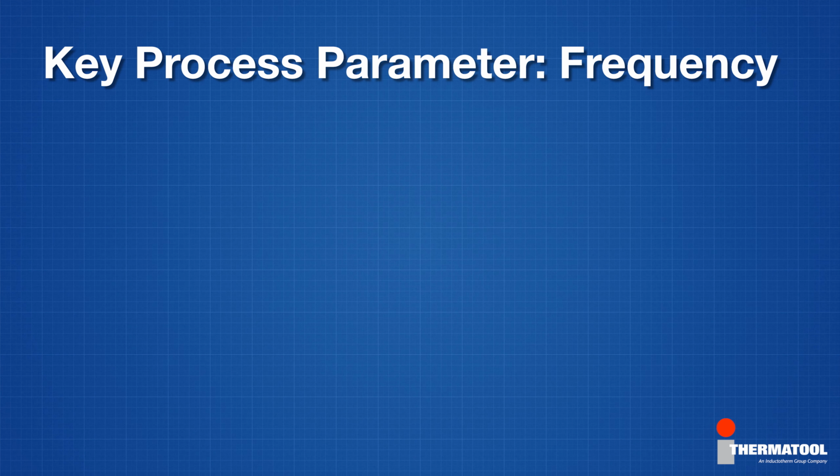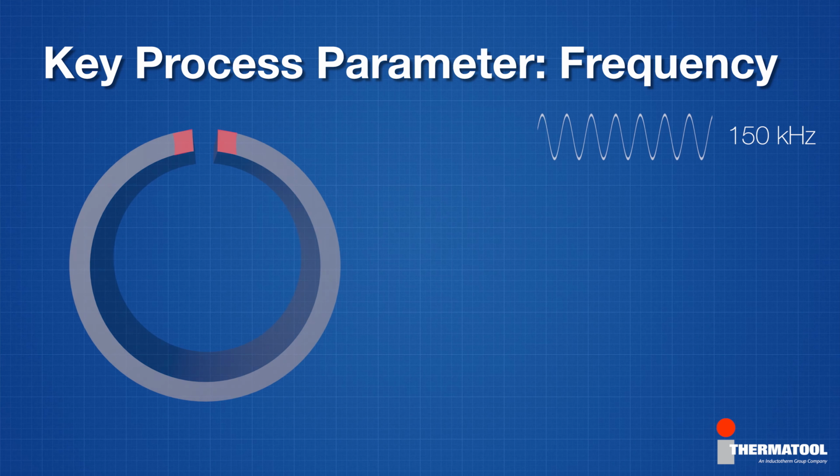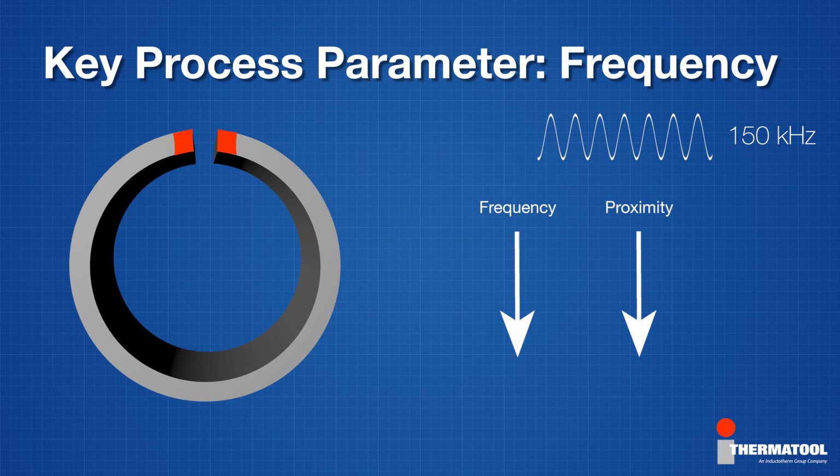In HF welding, frequency is a key process parameter. This is because both skin effect and proximity effect are influenced by the welding frequency. As the frequency is raised, the proximity effect is accentuated. At lower frequencies, the advantages of both skin effect and proximity effect are lost.